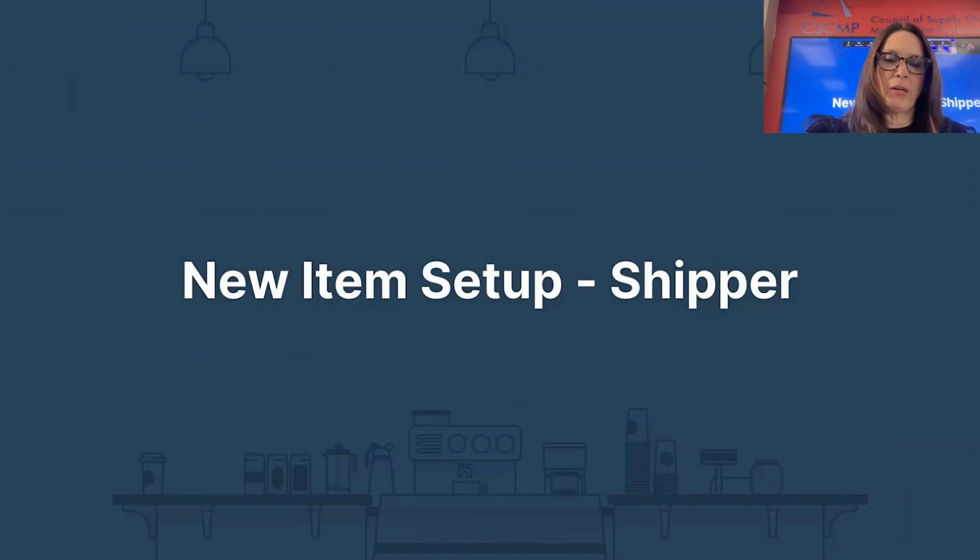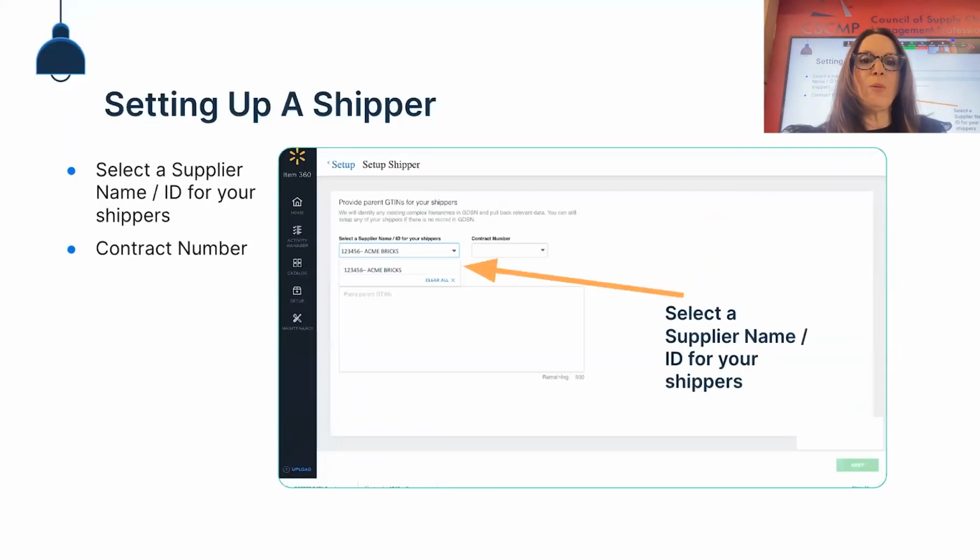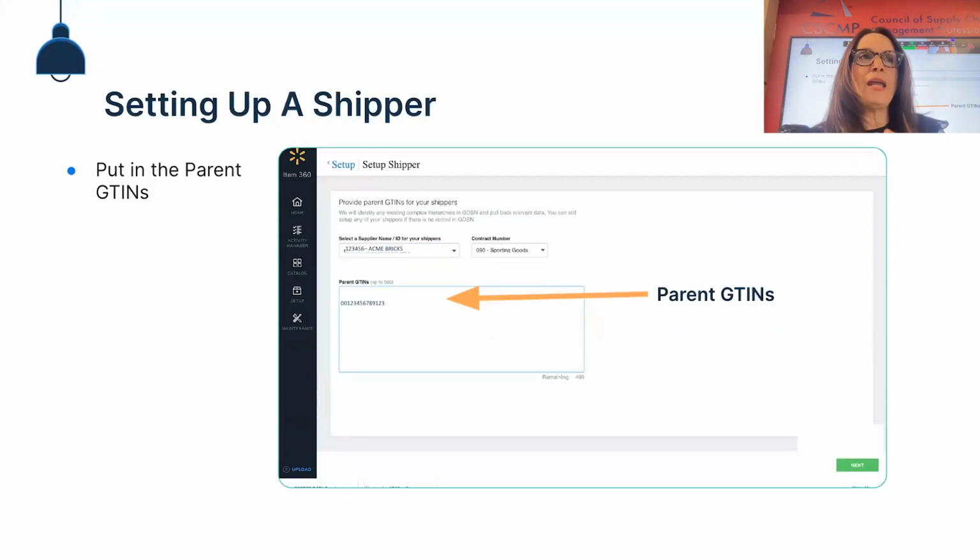You're going to go in and you're going to say, okay, so you have your item. Normally you would set up your regular item, and then you would go to the shipper page, you'd click on shipper, and you would say, okay, my supplier number, my contract number, and you would put the parent G10 in here. This is the number that is associated with your shipper. It cannot start with a 1. It has to look like a regular UPC. It has to start with 00. I don't know why, but that is the way it is.